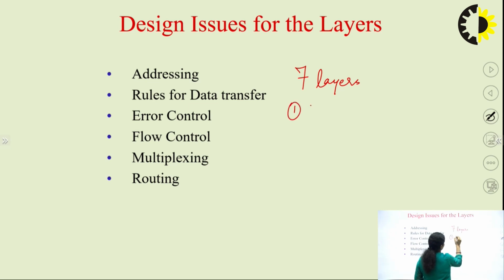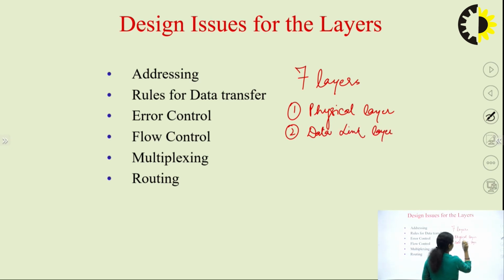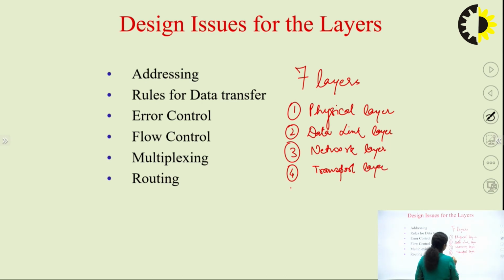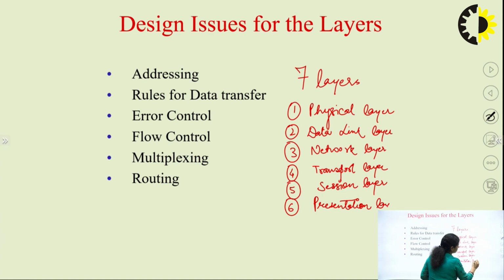Number 1, physical layer. Then we have data link layer, then network layer, next transport layer, then we have session layer, presentation layer, and the final one, that is the application layer. Now, what does it mean by all these layers?